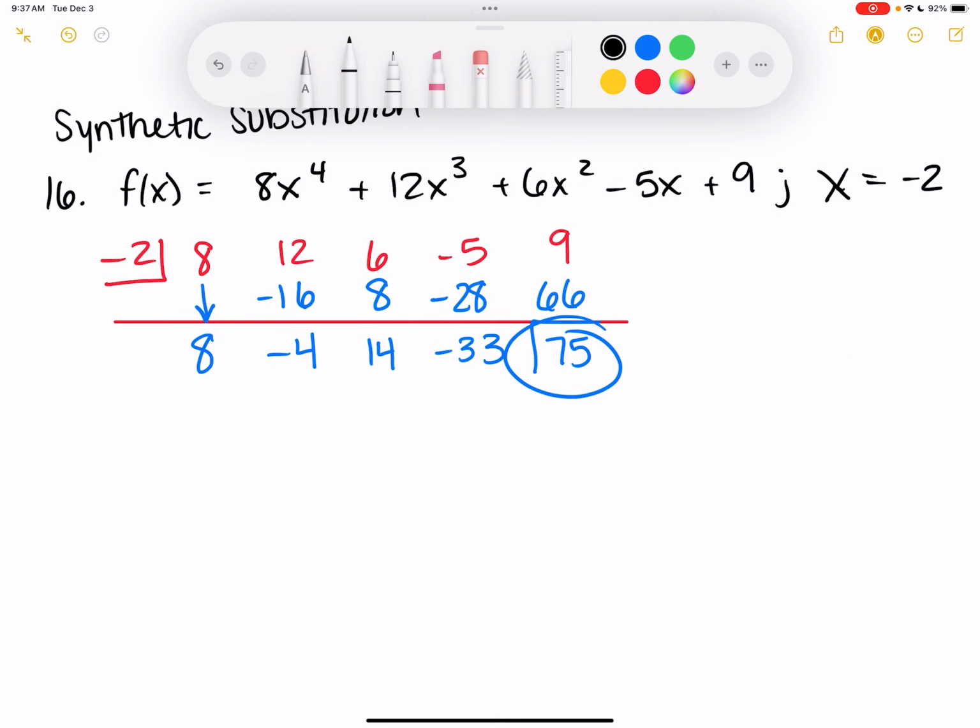18. H of x equals negative 8x cubed plus 14x minus 35, and x equals 4.